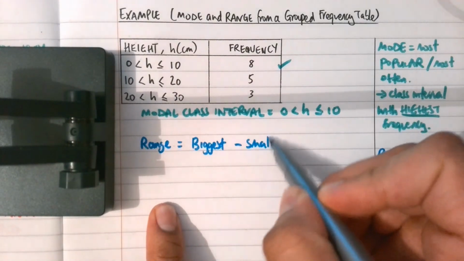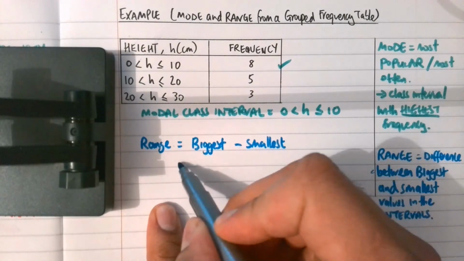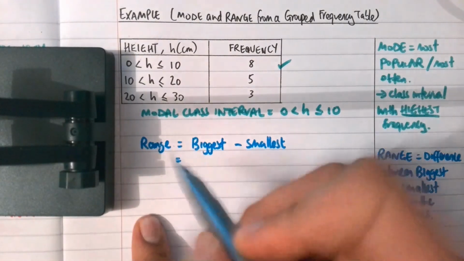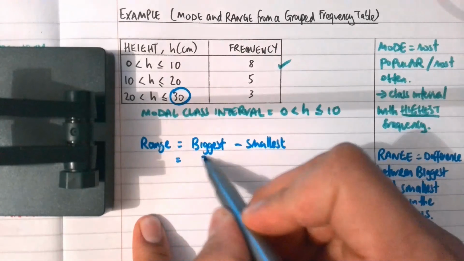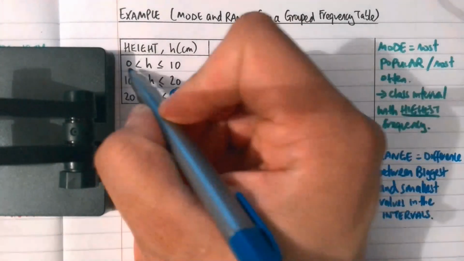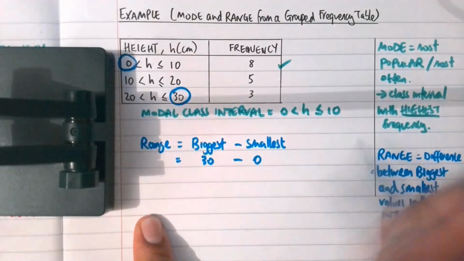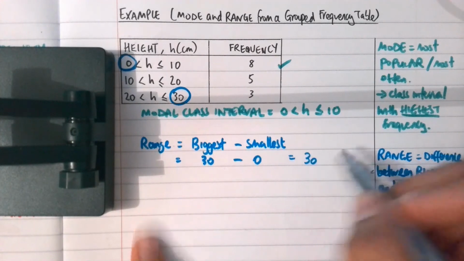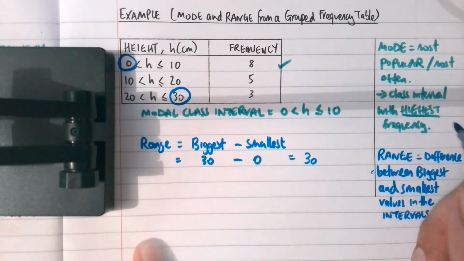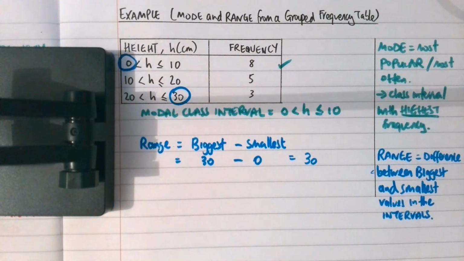And then you're going to look at your table, and we can see that the biggest is 30 and the smallest is 0. So it's going to be 30 centimeters, take away 0 centimeters, so the range is going to be 30 centimeters.